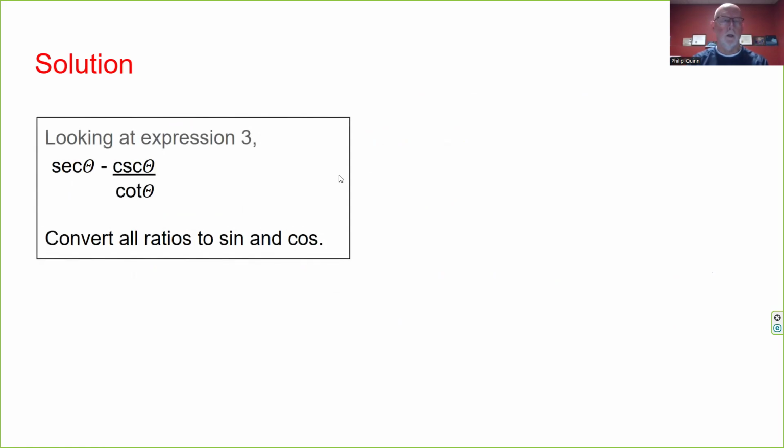Moving on to 3, one of the strategies for simplifying identities or trigonometric expressions is to convert all ratios to sine and cosine. And so that's what we're going to do here.